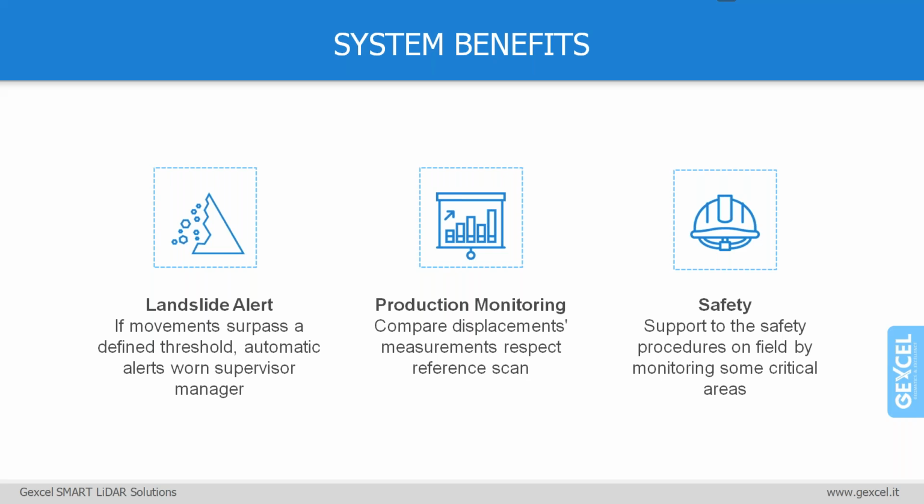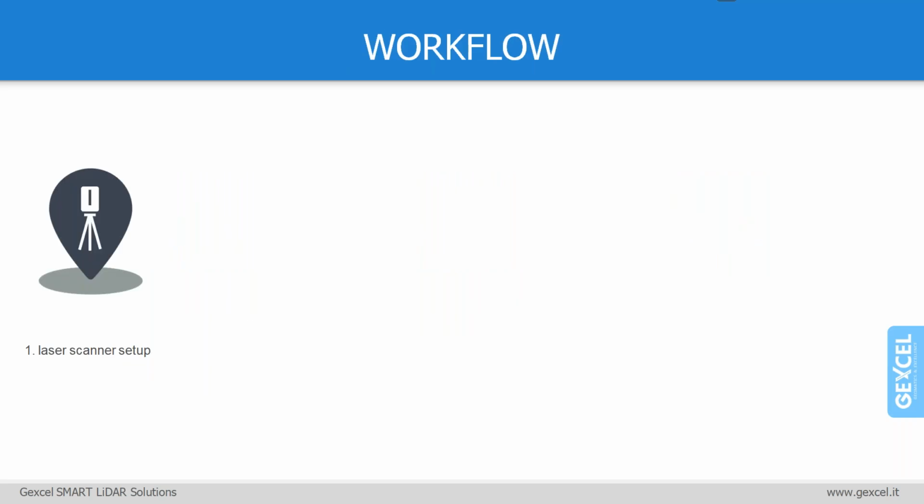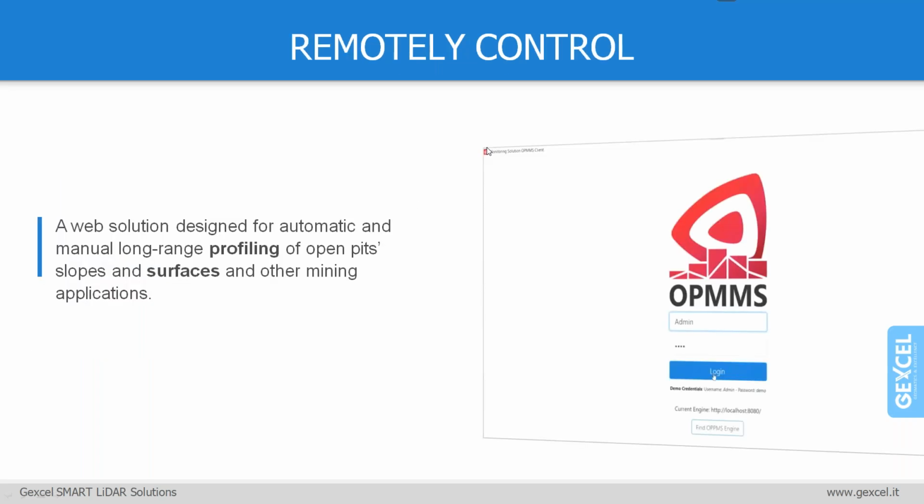The last point that we would like to underline is that the manager can manage the risk and safeguard workers' environments, highlighting the potentially dangerous areas. So the risky areas will be reported to the supervisors, who can plan further on-site analysis with the geotechnical teams, engineers, or topographic surveyors. So how does the OPMMS solution work? The first step is the laser scanner setup. The laser is mounted in a fixed position and connected to the computer, and then it is needed to set up the schedule for the monitoring session.